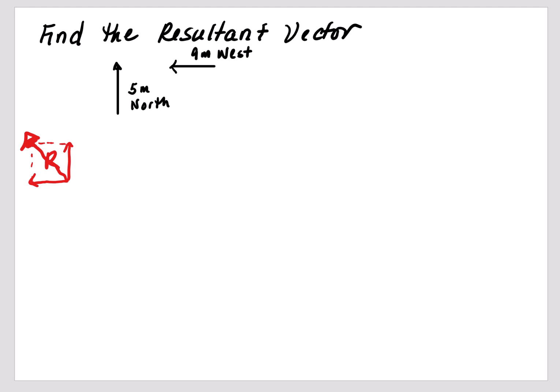This is my R. So we know the north vector is 5 meters. We know the west vector is 9 meters. So this becomes a right triangle. So we're going to use Pythagorean theorem. So r squared is equal to x squared plus y squared.